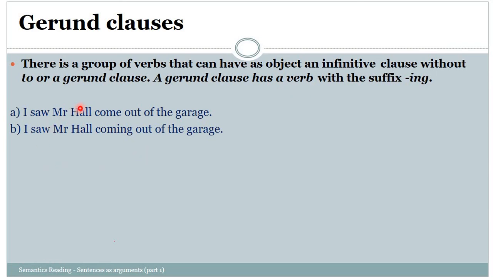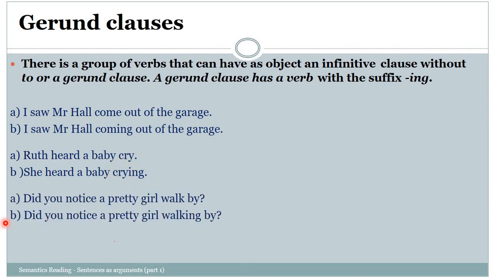I saw Mr. Hall come out of the garage. I saw Mr. Hall coming out of the garage. You can see both of the sentences are correct. We can use the infinitive or we can use the gerund. It doesn't matter, they are actually the same. Like, Ruth heard a baby cry. Ruth heard a baby crying. Again, here is the infinitive, and in B is the gerund.